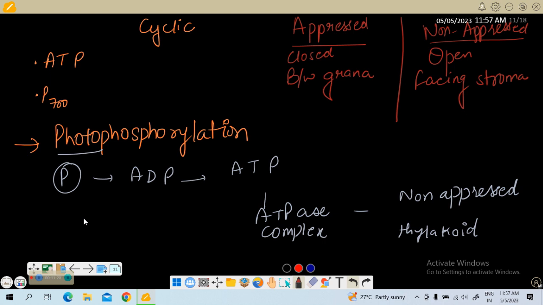So in photophosphorylation, ADP is converted to ATP. For the proton gradient, hydrogen protons are released in the thylakoid space after each splitting of a water molecule during photooxidation.